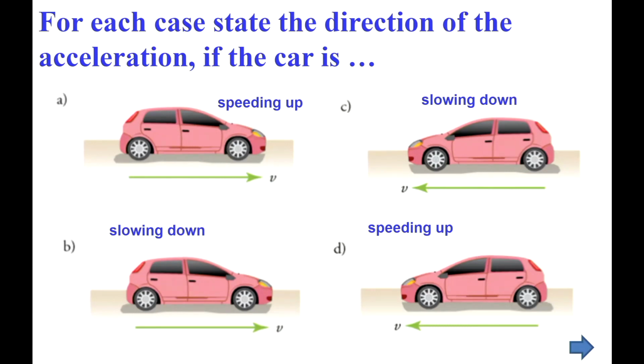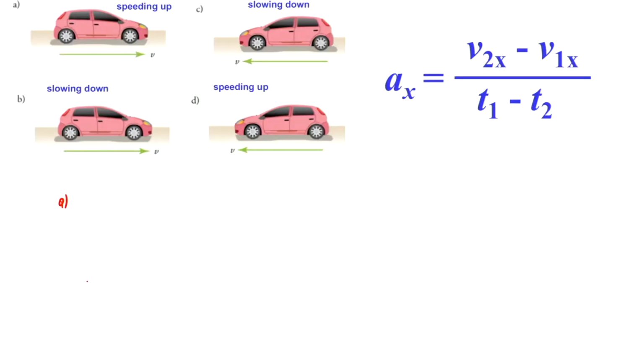These pictures show several examples when an object, a car, travels and the velocity changes. Case A. How does it travel? Velocity points to the right, so it travels to the right. And it says speeding up. How would we describe the acceleration? We need to compare two velocities.